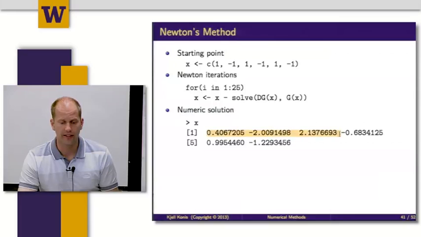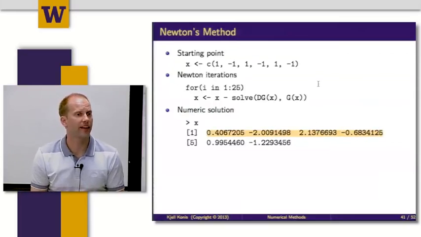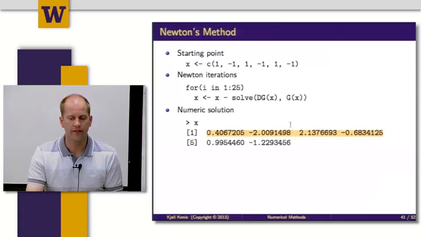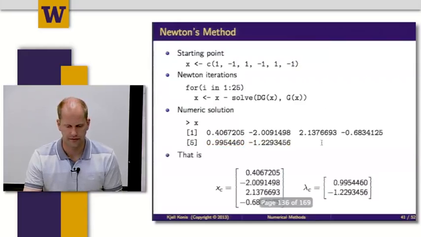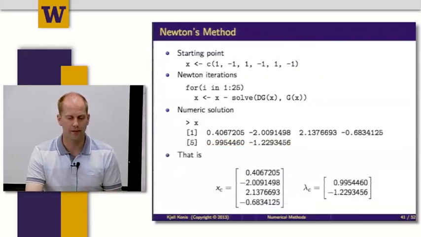So the first line is on the same scale as the inputs to the functions g and dg. So the first 4 correspond to x1, x2, x3, x4. And then the last 2 values correspond to the Lagrange multipliers. So this one is lambda 1, and this one is lambda 2. And so I can write that a little bit more cleanly like this.